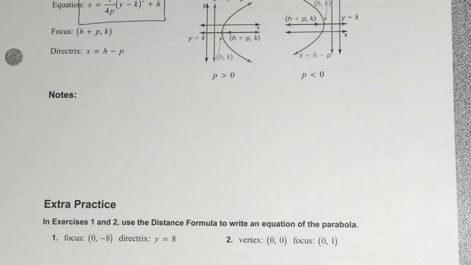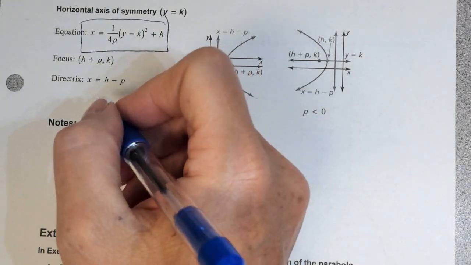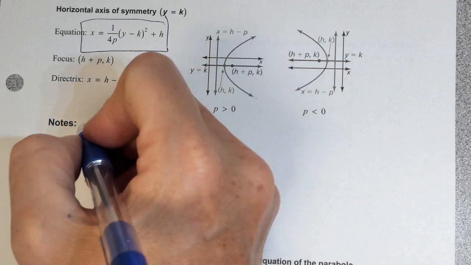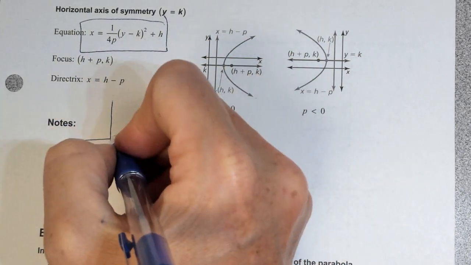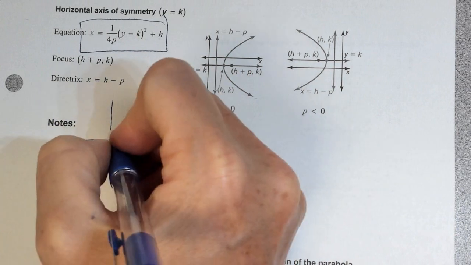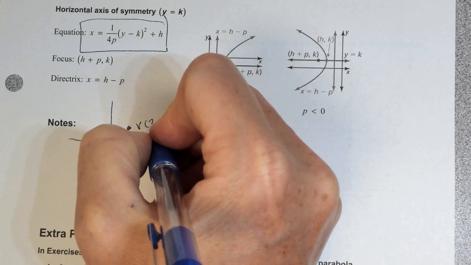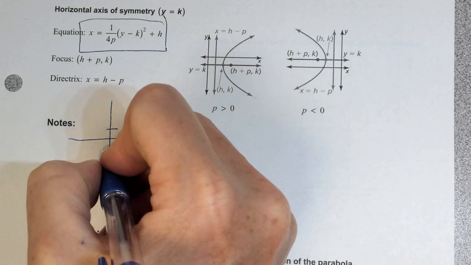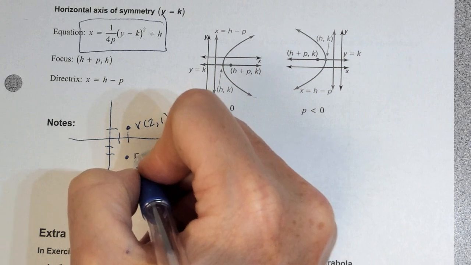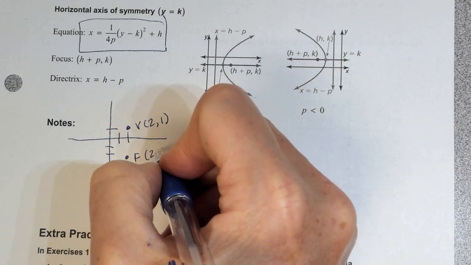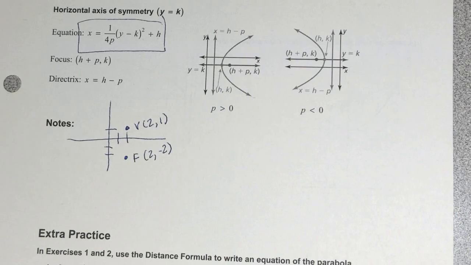So let's do a couple of examples with this now. All right. So I'm just going to draw a picture as I go with this. We're going to put our vertex right here at 2, 1. I'm going to put my focus down here at 2, negative 2. And we're going to try to come up with this equation.